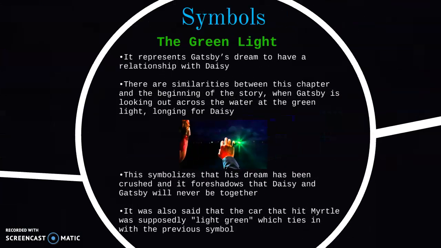So here are some more symbols. We didn't read together, but if you read it individually, it'll talk about the green light. The green light is at the end of Daisy's dock, and it represents Gatsby's dream to have a relationship with her. And there are similarities between this chapter and the beginning of the story when Gatsby's looking out across the water at the green light and he's longing for Daisy. It symbolizes that his dream has been crushed, and it foreshadows that Daisy and Gatsby will never be together. It was also said the car which hit Myrtle was supposedly green light, which ties in with that previous symbol.